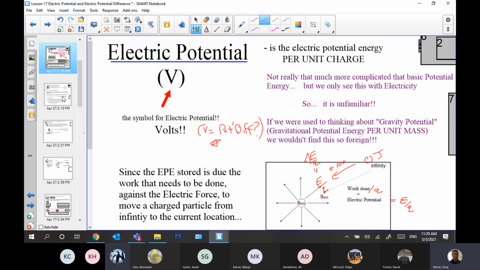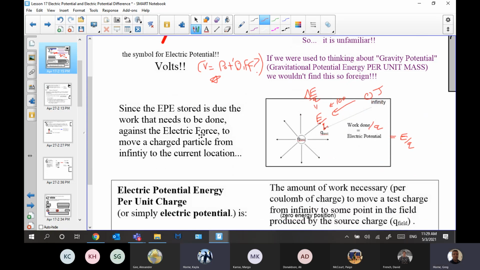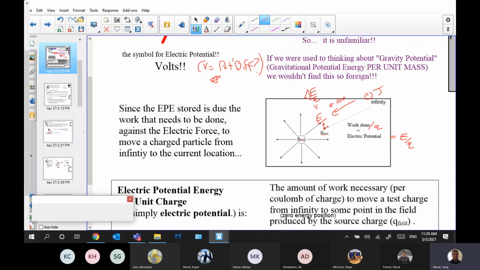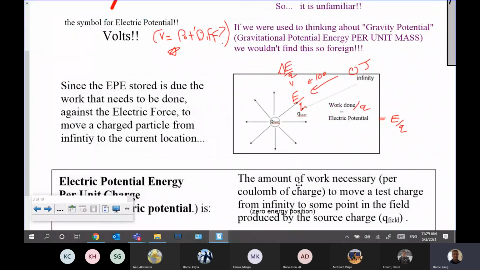Can you zoom in on the diagram? It's too small. Yeah, sure. Let's do full page view, full screen. Is that a little better?